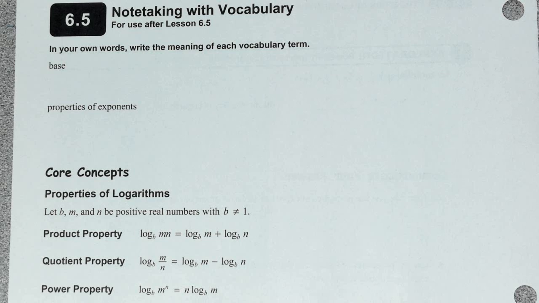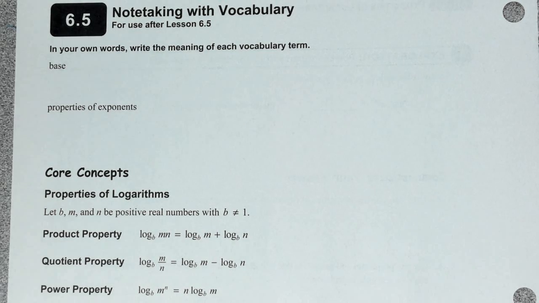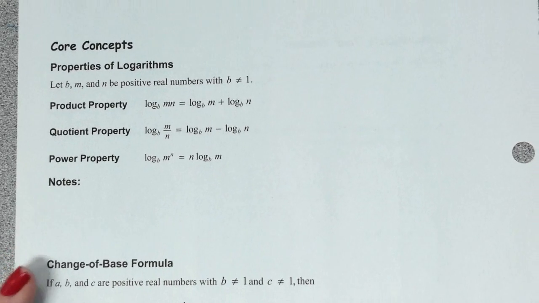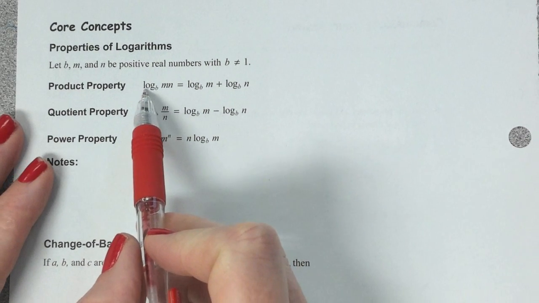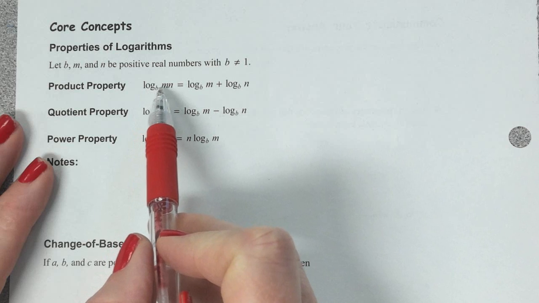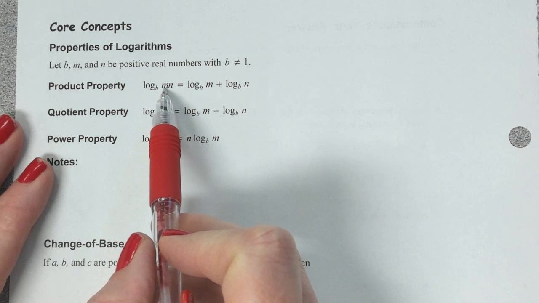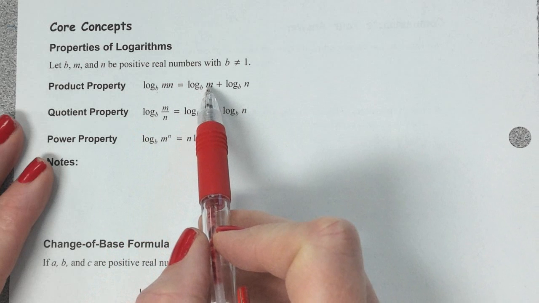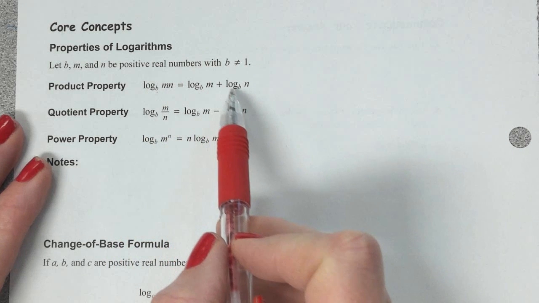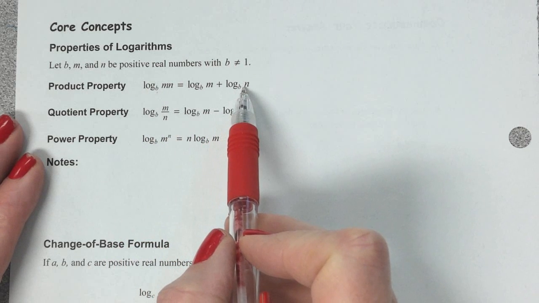Alright, so looking at section 6.5, this is on page 176 again, we are going to be looking at the properties of logarithms. So we're going to start right here in the middle and just talk about these properties. This is saying that if we have a log with a certain base, and we have two numbers that are getting multiplied, that's going to be the same thing as the log of that base of m plus the log of that base times n.